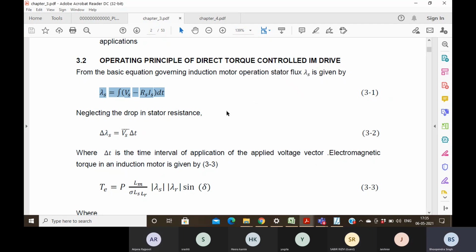Now I'm going to write this equation in a different way, that is, in discrete form. What is the meaning of a discrete equation? Can anybody explain? Sir, it is not continuous.